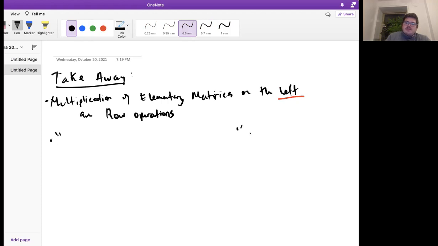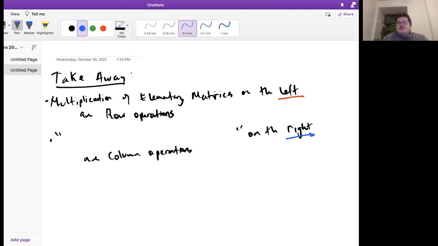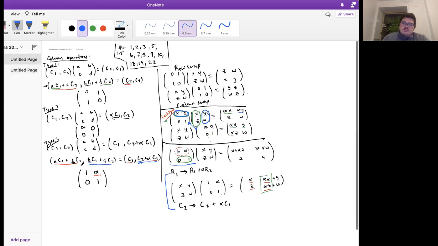The same thing on the right are column operations. So again, just remember, if you see a multiplication of an elementary matrix on the right, it's actually doing something to the columns, not the rows. Again, if you just do them out, then you can see them.